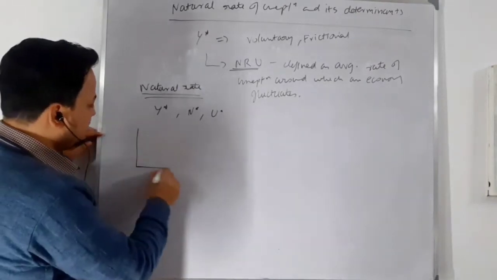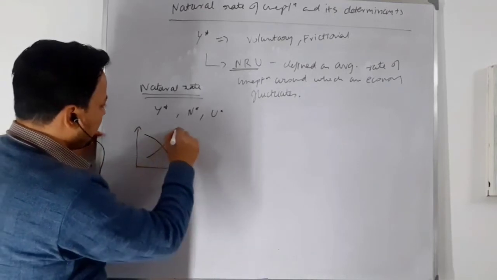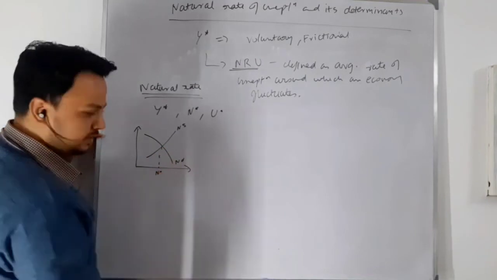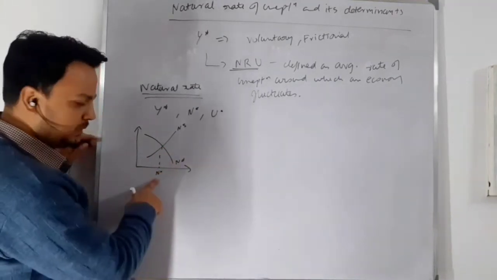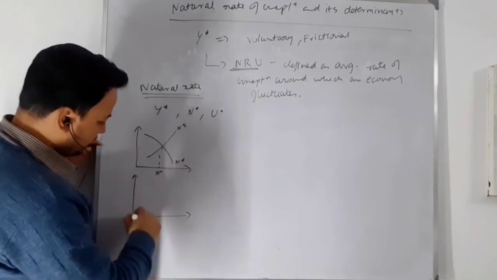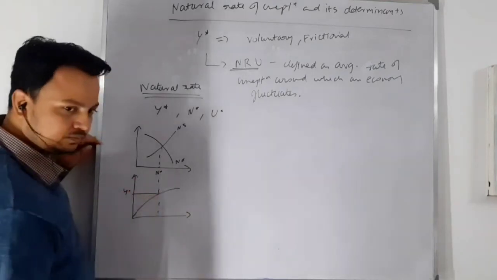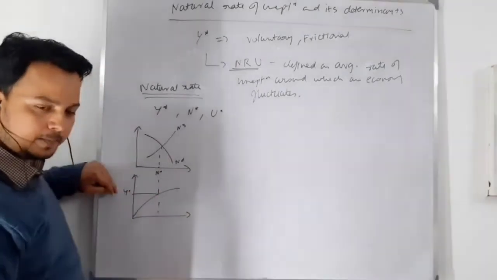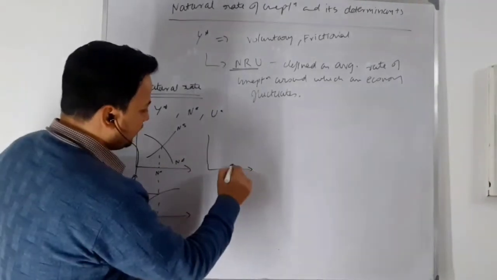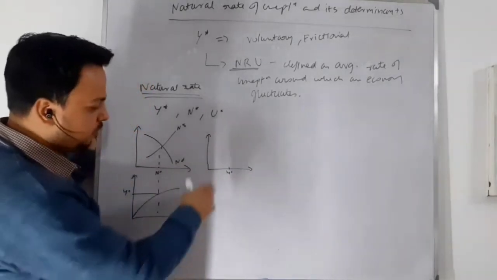Now, how is this N star determined? If you remember, you have demand for labor and supply of labor. So this is the N star, full employment of the labor force, right? Then from the production function, we derive full employment output Y star. Remember this part? So Y star we draw on this axis. This is my Y star output. Okay, this is my full employment output.